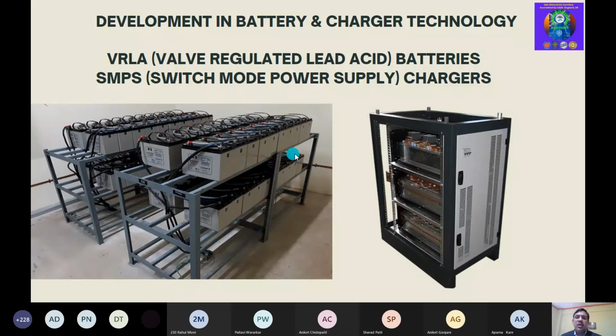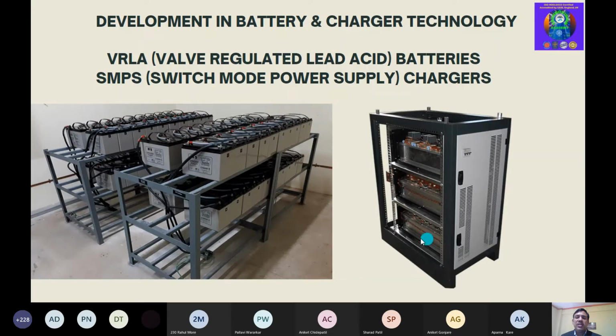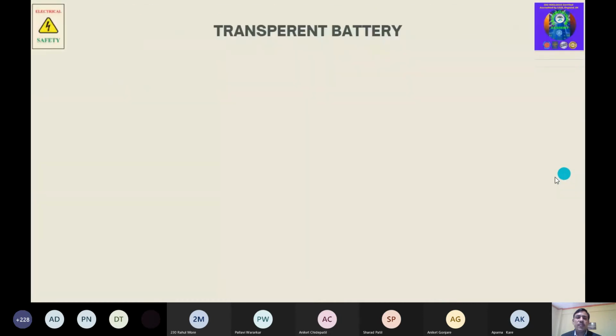And we now have the IGBT based charger, a very compact technology that takes very little space. And there are different modules. If one module fails, you can replace it with a spare one. So it is a switch mode power supply based charger, an SMPS based charger using IGBTs.